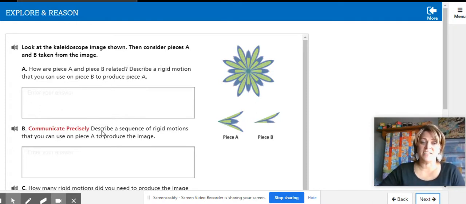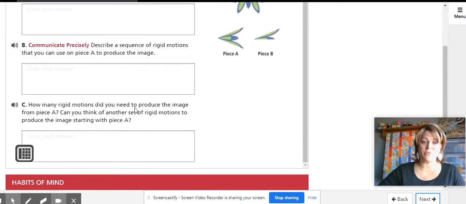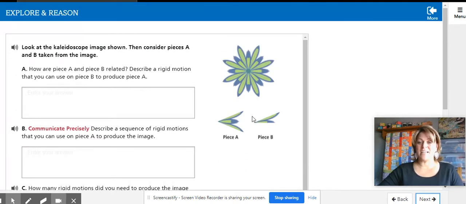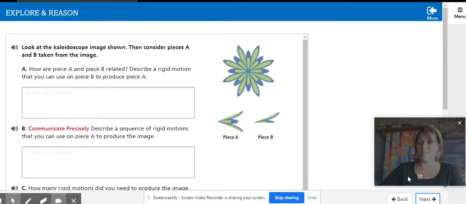And then you're going to describe a sequence of rigid motions, what we just talked about in the previous videos: rotation, reflection, and translation. How many rigid motions do you need to produce the entire image from piece A? So look at this carefully, look at the entire image, compare these two, and then figure out how many of piece A do you need to create that entire image.